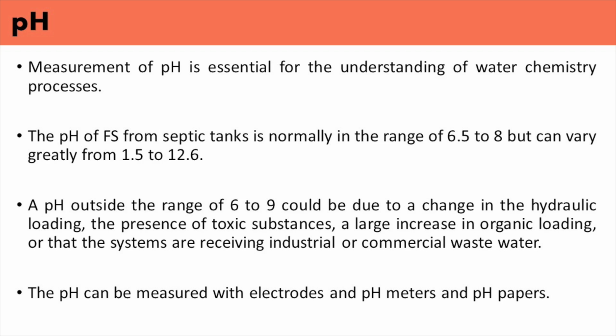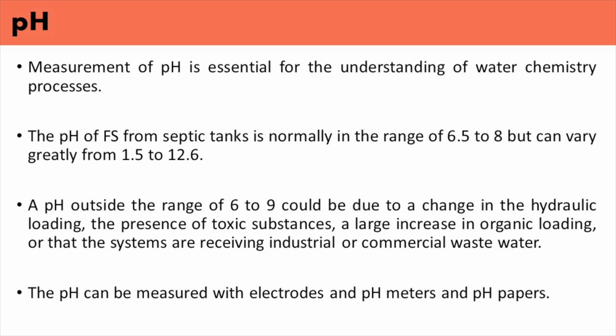The next component is pH, which is referred to as the negative logarithm of hydrogen ion concentration. It is an important quality parameter for fecal sludge characterization. Measurement of pH is essential for the understanding of water chemistry processes such as acid-base chemistry, alkalinity, neutralization, biological stabilization, precipitation, coagulation, disinfection and corrosion control.